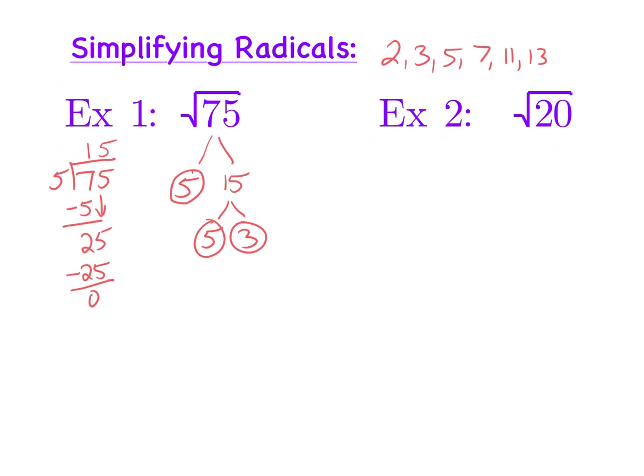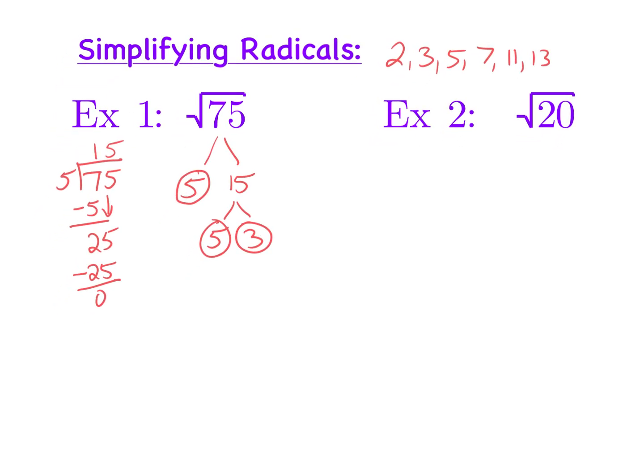Next. So after this, if you want to make notes, we're going to factor out prime numbers. That's our first step. Second step is we're going to put all primes under the radical.